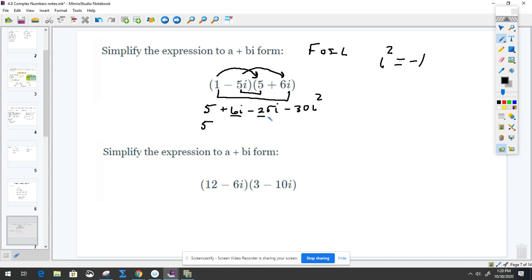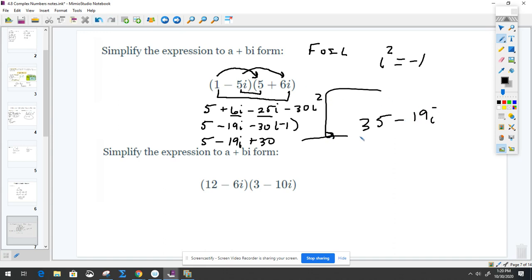I can combine my like terms here. 6i minus 25i is a minus 19i. And here I'm going to simply replace i squared with negative 1. It's simply multiplying. So it's 5 minus 19i. Negative 30 times negative 1 is a plus 30. And then I'm going to combine like terms, and I'm going to get 35 minus 19i as my complex number. When I have an i squared, and this might make sense to some of you right off the bat, all it literally does is change the sign of this, and the i squared disappears because I'm multiplying by negative 1.